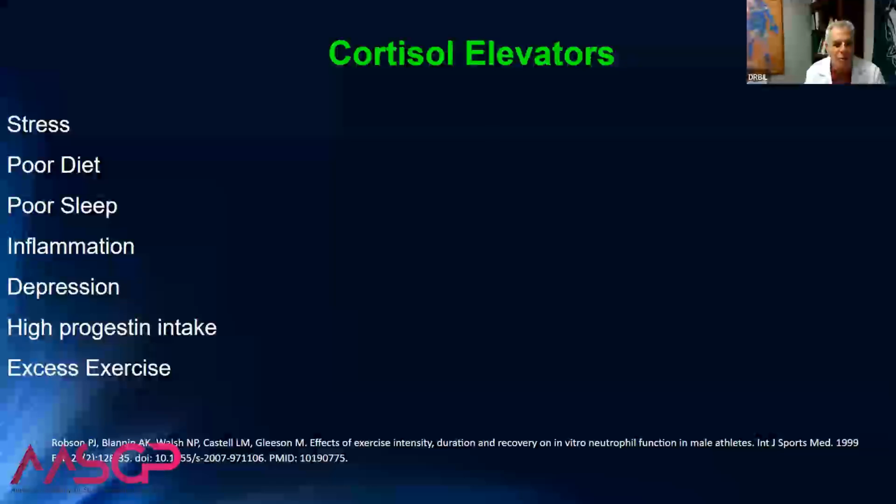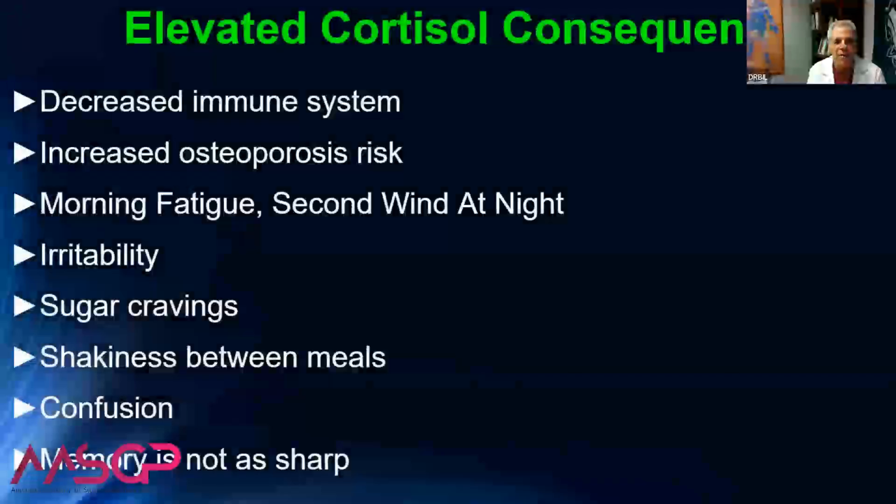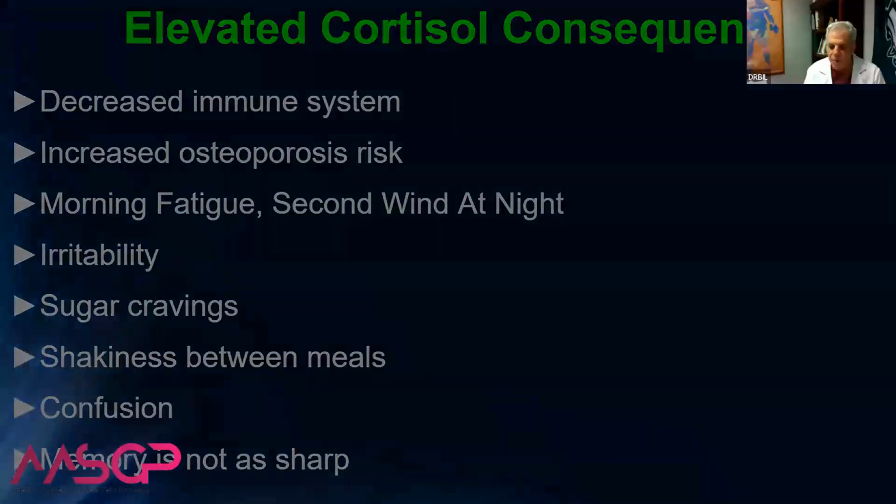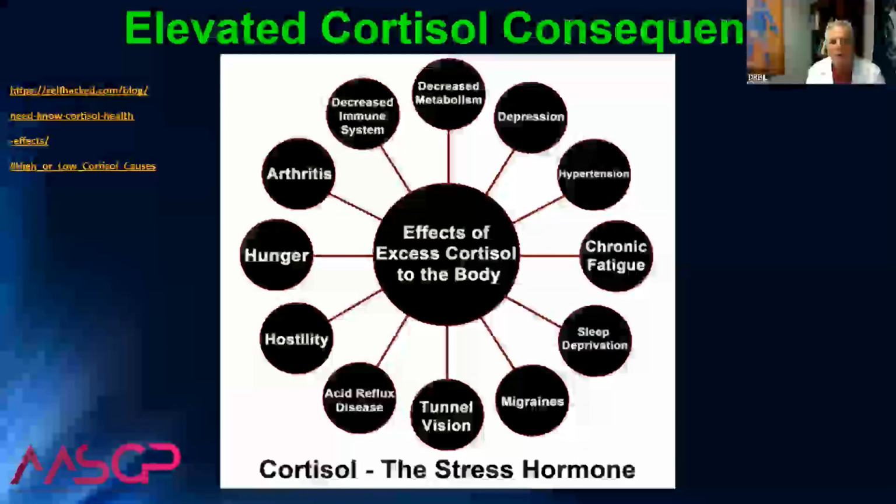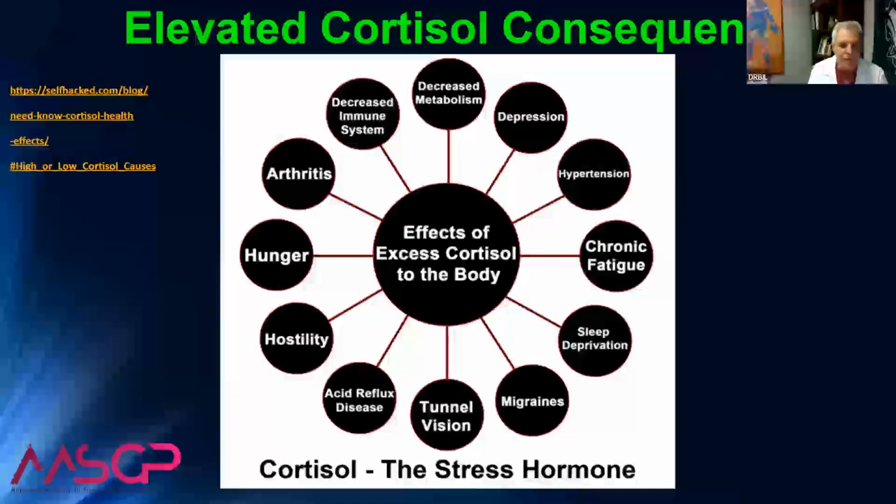Cortisol elevators include stress, poor diet, poor sleep, inflammation, depression, high progestin, not progesterone, but progestin, and excess exercise. Elevated cortisol consequences: we have increased osteoporosis risk, morning fatigue, irritability, sugar cravings, shakiness between meals, memory loss. Here is kind of a schematic of the effects of excess cortisol on the body, and you can see it creates not a very nice picture here.